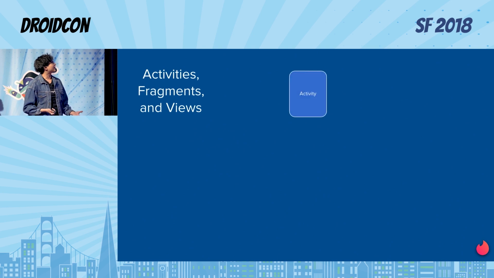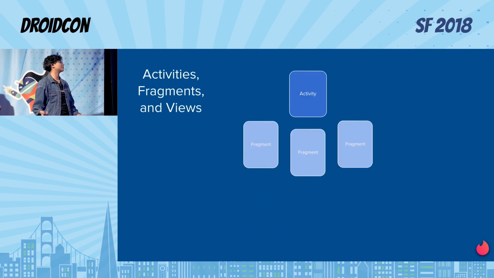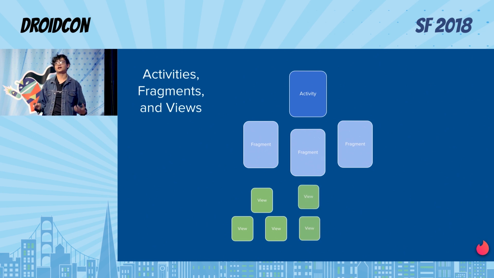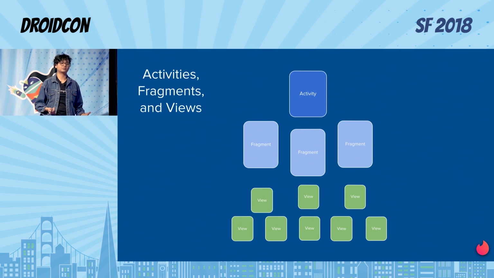So let's say we have an activity. Let's say we have a few fragments going on. Each fragment has a few child views in them. And as you can see, the more fragments you add, the more child views you add, these things can just sort of exponentially grow. And now comes the problem of how do these components talk to each other.